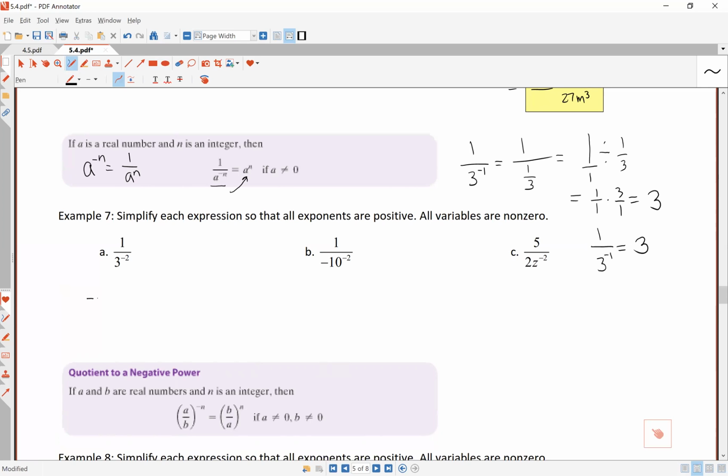1 over 3 to the negative 2. The 3 to the negative 2 goes to the top as a 3 to the positive 2, and that becomes 9. 1 over the opposite of 10 to the negative 2. That's just a negative number. I'll put it out in front of the parentheses, but then the 10 to the negative 2 goes to the top as 10 squared. That's 1 negative and 2 factors of 10, which is negative 100.